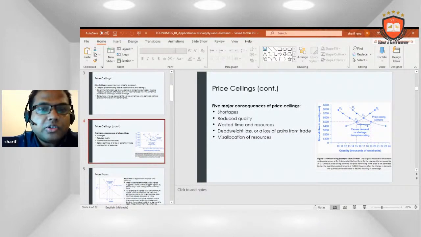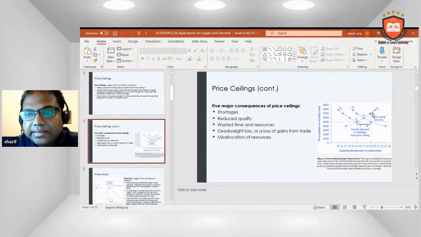Ceiling. Five major consequences of price ceilings: there is a shortage, reduced quality, wasted time and resources, deadweight loss, or a loss of gains from trade, and misallocation of resources. These are the different kinds of challenges we naturally face.